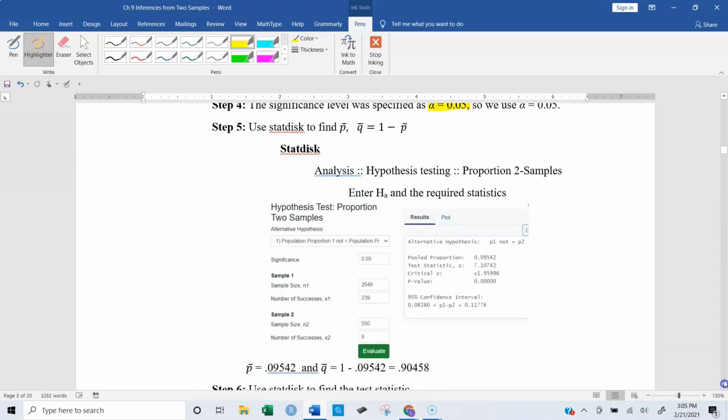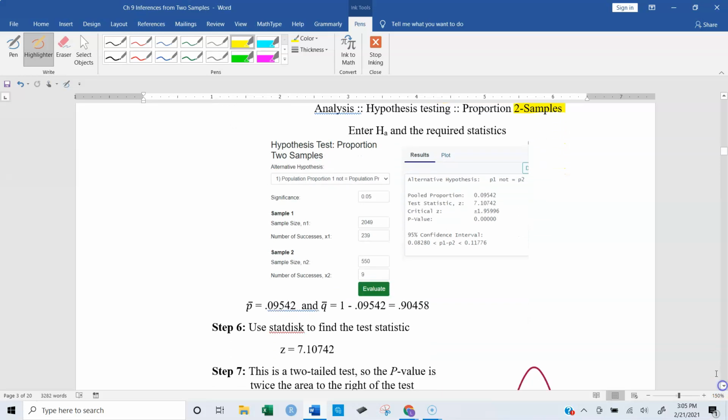We're going to use StatDisk to calculate our pooled proportion. To do this, you go to StatDisk, Analysis, Hypothesis Testing like before, but this time we are on the 2 samples, so make sure you're on the 2 sample one. We're going to type in what we want to know. We're going to do not equal this time for our alternative. We have a 0.05 significance. On sample 1, there were 2,049 cars, and 239 of them only had a rear license plate. In Connecticut, sorry, New York, there were 550 cars, and 9 of them only had a rear license plate. Hit evaluate, and these are our stats that we're going to look at, and our confidence interval.